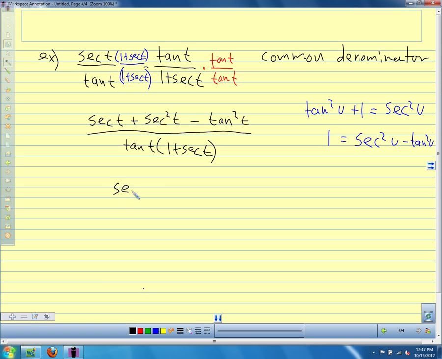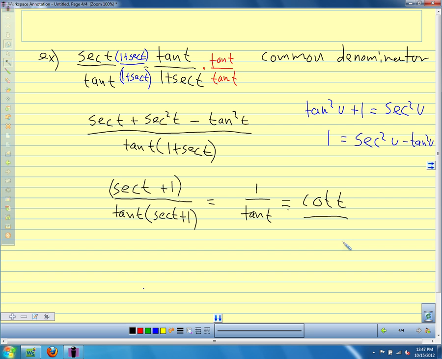So this is secant t plus 1 over tangent t times, and I'm going to turn this around, secant t plus 1. And I'm going to put this in parentheses. What happens to the secant t plus 1? They cancel. And this finally just equals 1 over tangent t, which is what? Cotangent. So this complicated expression simplifies to just cotangent t.